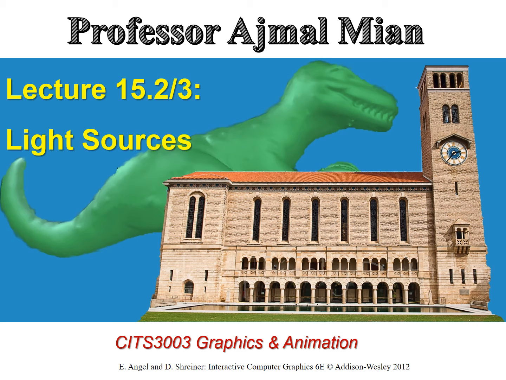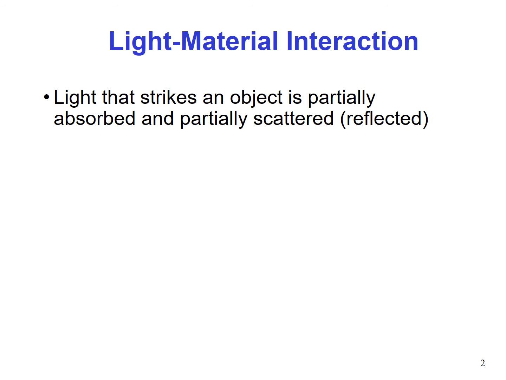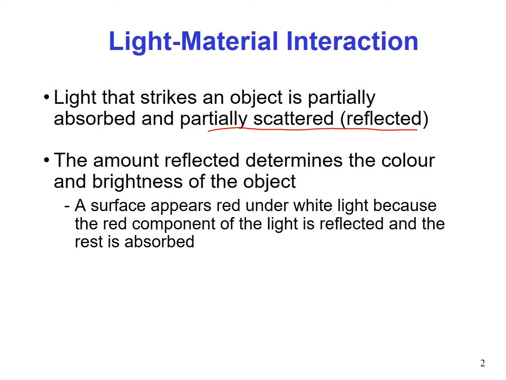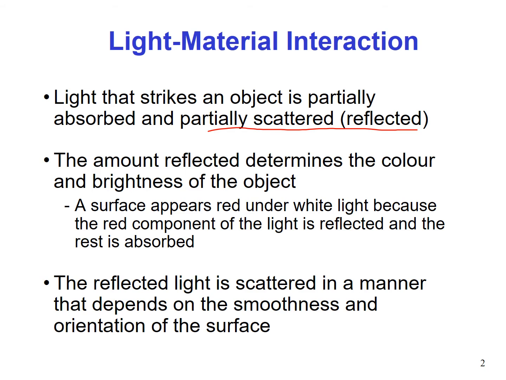Light sources play an important role in shading. Light that strikes an object is partially absorbed and partially scattered. The amount reflected determines the color and brightness of the object. The reflected light is scattered in a manner that depends on the smoothness and the orientation of the surface. So we have studied all this.